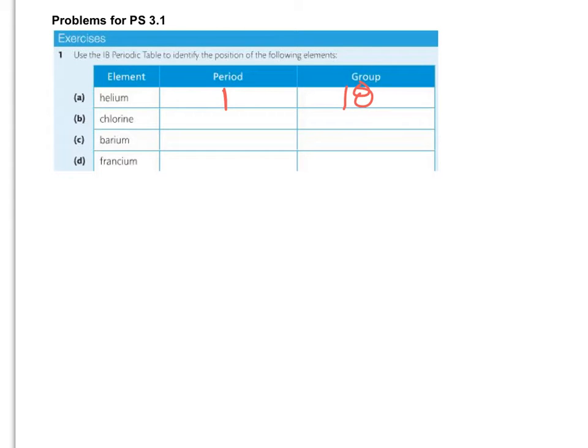Chlorine, if I look, is in period 3 and group 17. Again, most countries other than the United States use the 1 through 18 numbering system. They don't bother with the A and B's, although if you use A and B designations, that would be acceptable. Barium's down in period 6 or row 6, and it's in family 2. And francium is in period 7 and family 1.